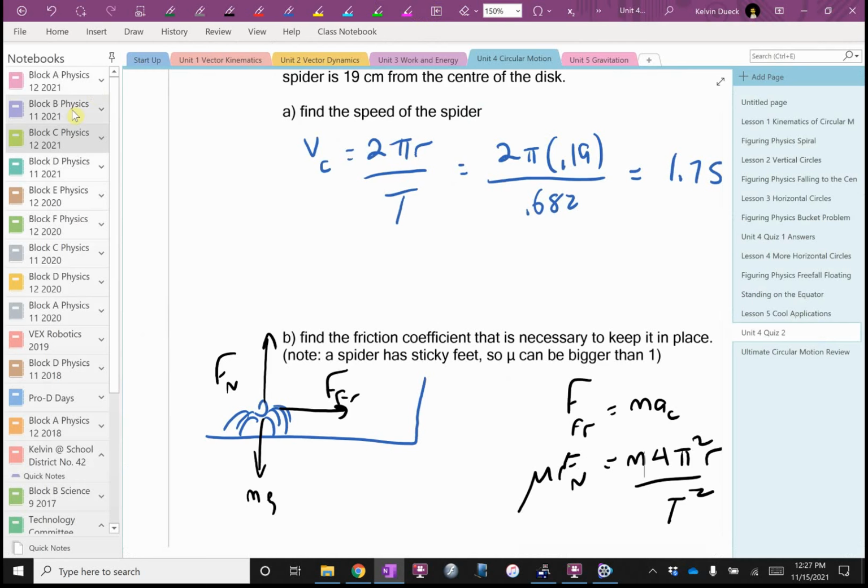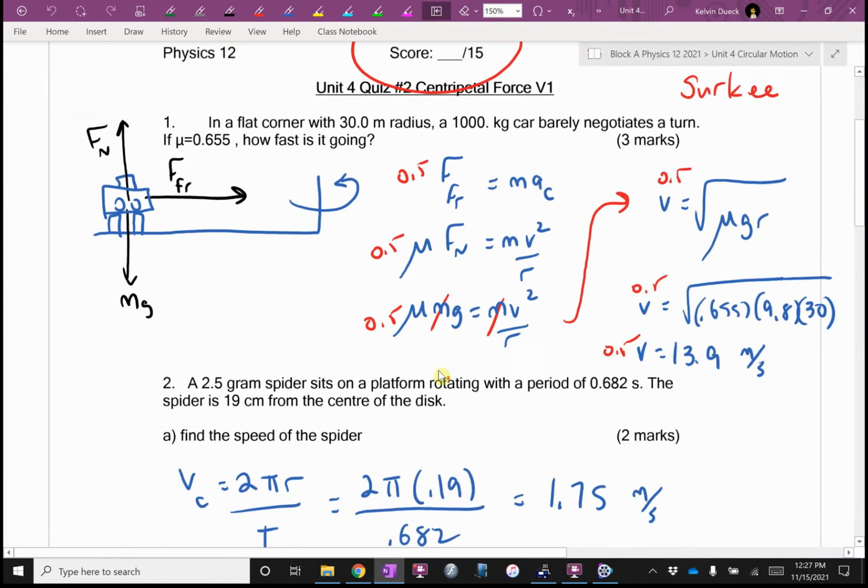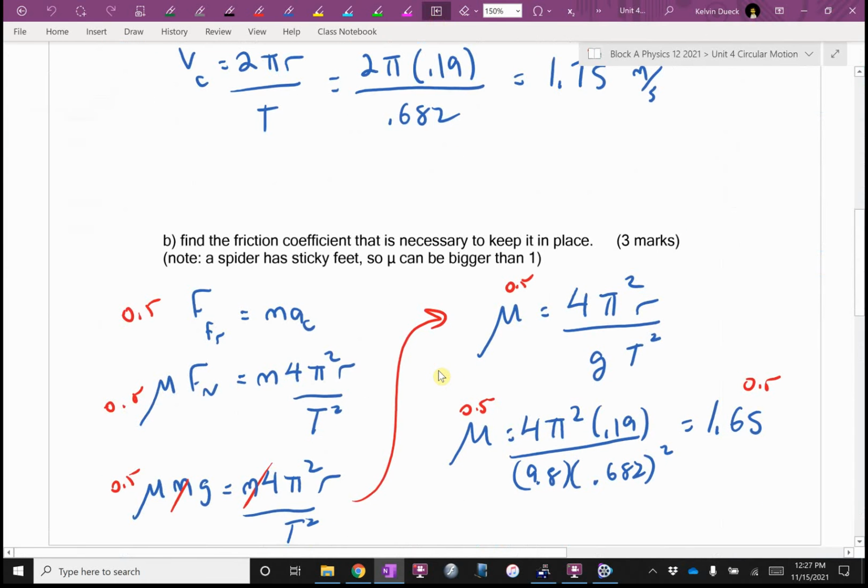It turns out the mass of the spider here canceled, if I recall. And I ended up with mu being 4 pi squared r over g t squared, because stuff moves diagonally. And I ended up with a coefficient of friction, a fairly big one, but that's why I wrote in brackets, a spider has sticky feet, so it can have a mu bigger than 1. It's having to grip.